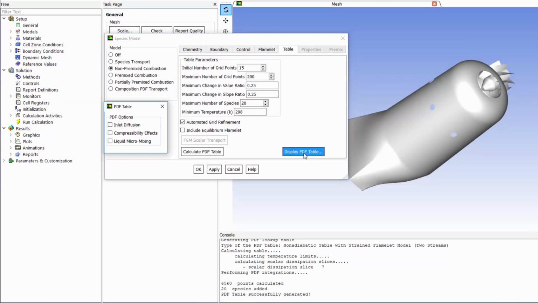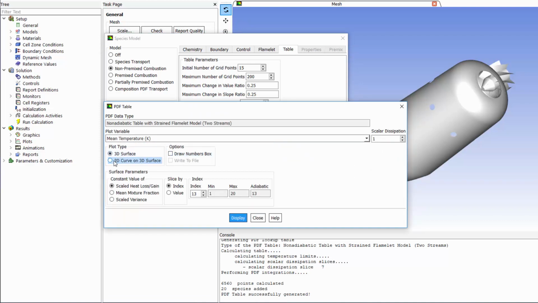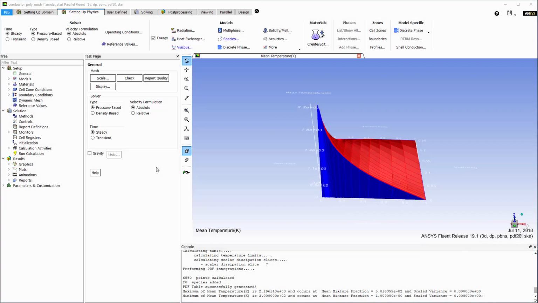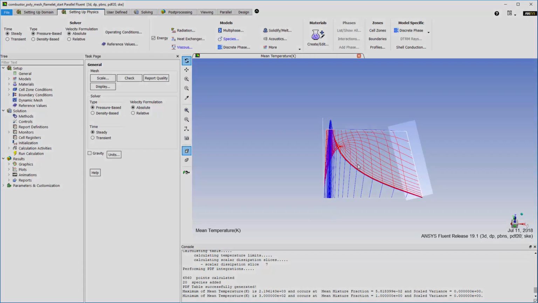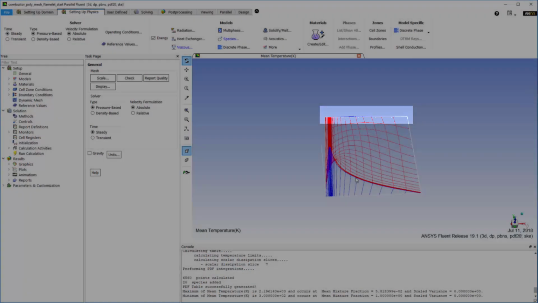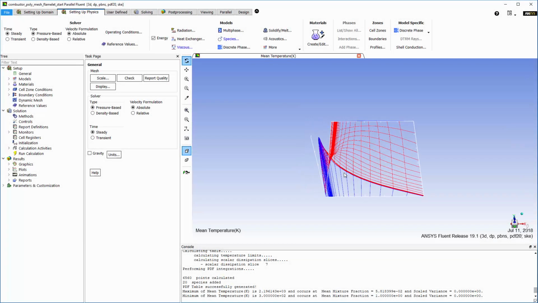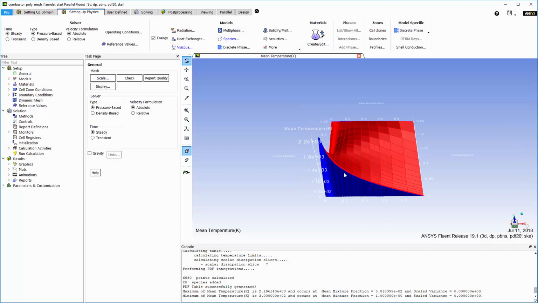By default, the PDF is described by a beta function, which can be visualized in 2 or 3 dimensions for each variable. This is the PDF for the mean temperature variable. The y-axis describes the scaled variance, the x-axis describes the mean mixture fraction, and the z-axis describes the mean temperature of the reacting fluid. As we can see, the temperature of the fluid increases as the fraction of fuel decreases due to combustion, reaching a maximum at a certain composition of fuel and oxidizer. The generated PDF will act as a lookup table in the final calculation.